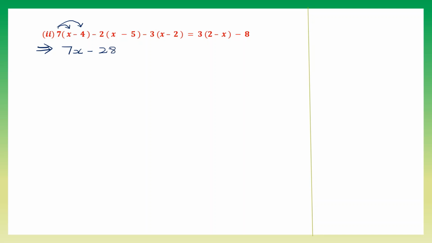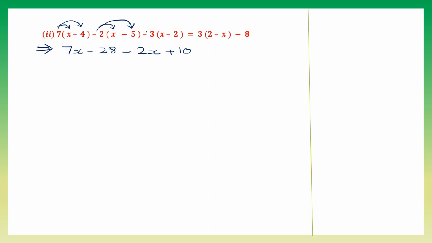Now let's go on to the second part here. Now this is minus 2. So minus 2 into x will be minus 2x. Now minus 2 into minus 5. Minus into minus is plus. 2 5s are 10. So go carefully with this, especially when you have a minus sign.